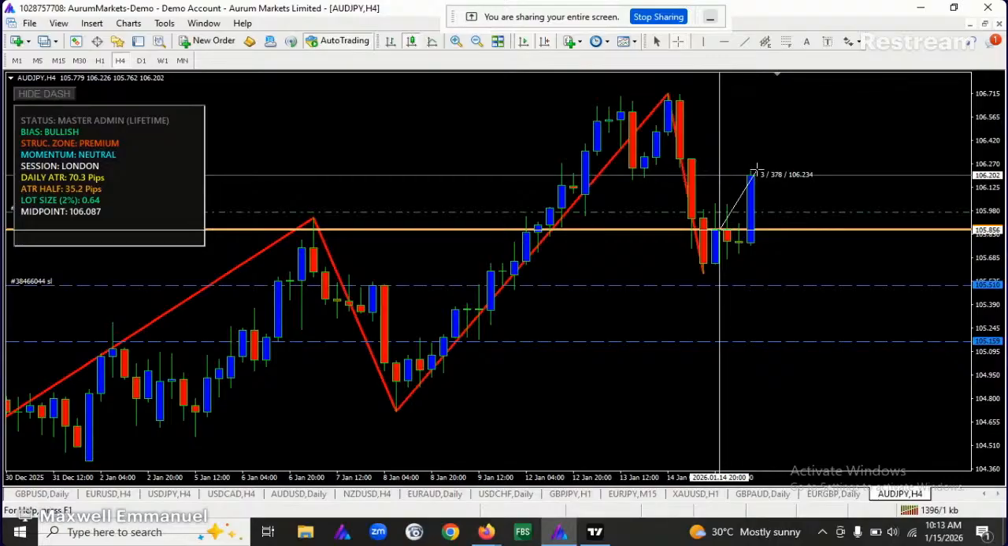Losses are inevitable. If you're using the software, you'll still experience losses. But with this software, out of 10 trades, worst case, you will win 5.